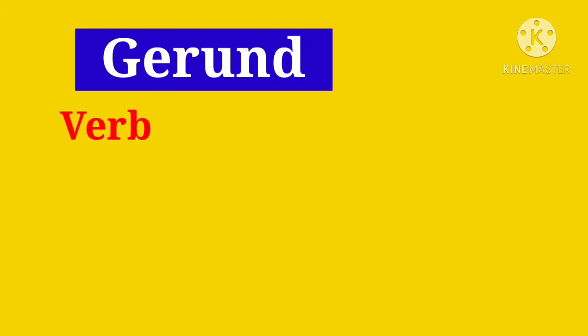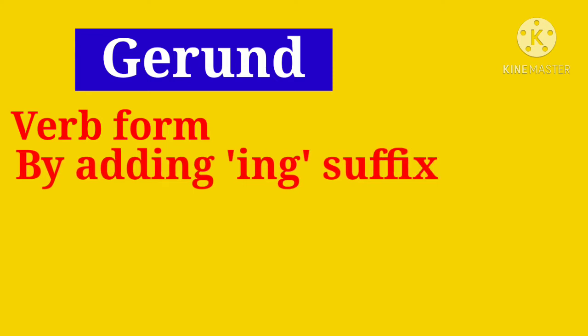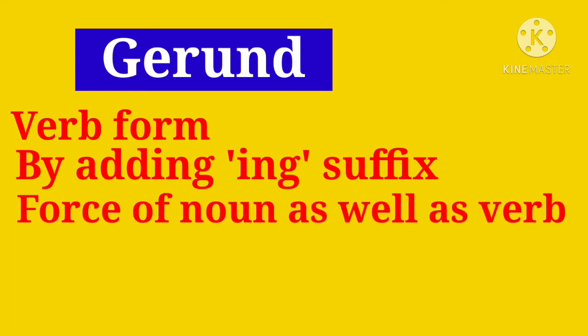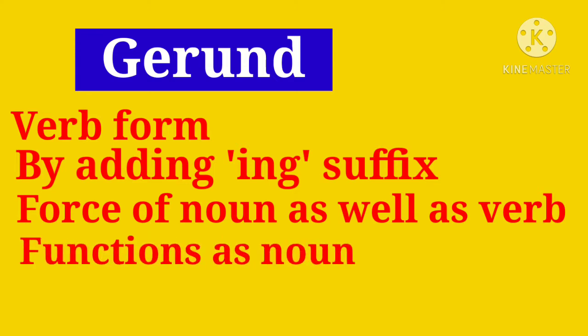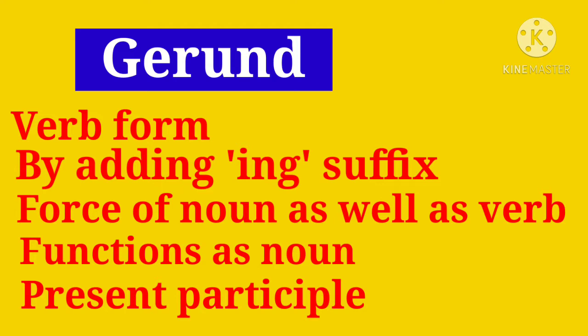Students, a gerund is a verb form. It is made from a verb by adding ing as a suffix. Students, gerund though is made from verb, but it has the force of noun as well as verb. Of course, we shall learn how gerund functions as noun later on, when we will compare it with present participle, as present participle is also one of the significant concepts in grammar.